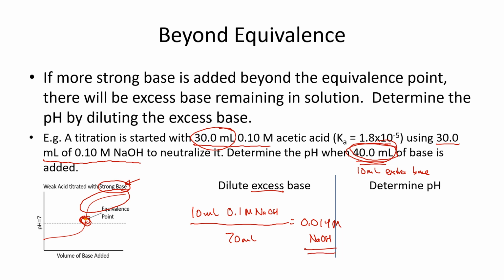Great. So since that's a strong base, it's pretty simple to come up with the pH. That concentration is still going to be the same as the hydroxide concentration because it's a strong base. So the pOH there is the negative log of 0.014, which is 1.8, which means that our pH is going to be 14 minus that, which is 12.2.